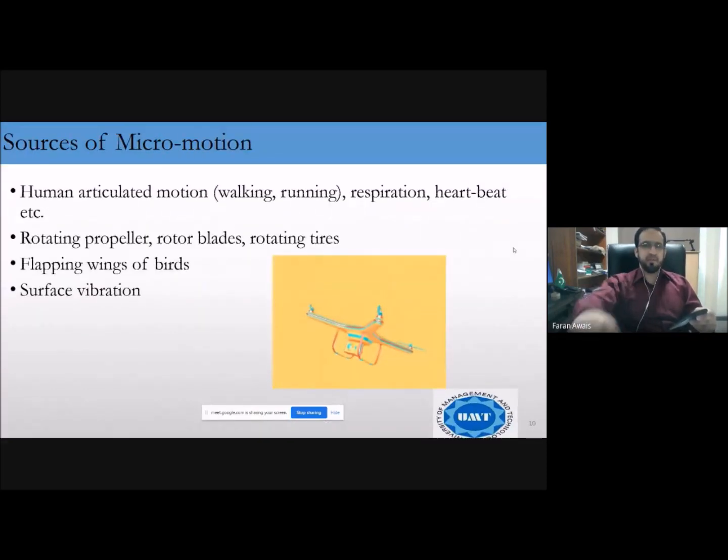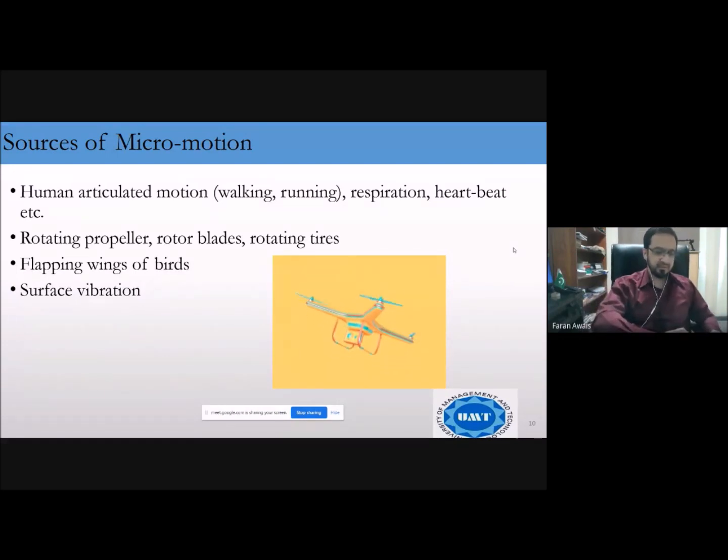What are the sources of micromotion? You can see human articulated motion, that is walking, running, respiration, heartbeat, etc. Rotating propellers, rotor blades, and rotating tires are all creating micromotion. Yes, the car is moving, so the car will generate a Doppler effect, but its tires that are rotating would create a micro Doppler effect. You can see a small mini drone over here.